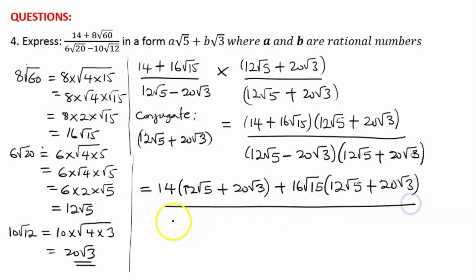Then at the denominator, of course, this is difference of two squares. So we are going to have 12 root 5 minus 20 root 3 all squared. All right, I believe we are getting this. This is very, very important for us to know. Let's have a fresh page so that we should be able to express this properly. I believe all the steps we are taking, we are following. So let's have a fresh page. Then let's rewrite what we have there.